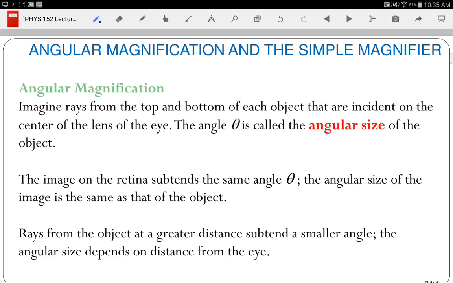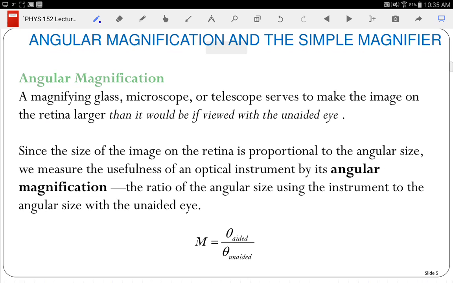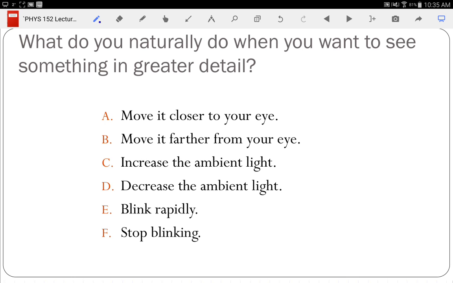So let's look at a simple magnifier as our first optical instrument. We're going to magnify the angular size. This has nothing new to us, so I'm going to move right past it. This has nothing new to us either. We're going to magnify the angular size by using a magnifier.